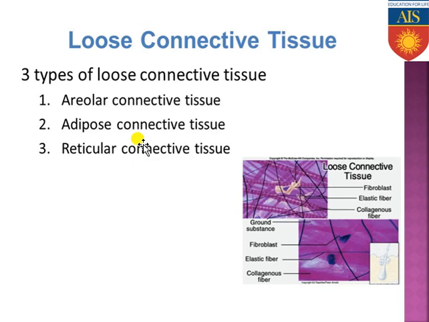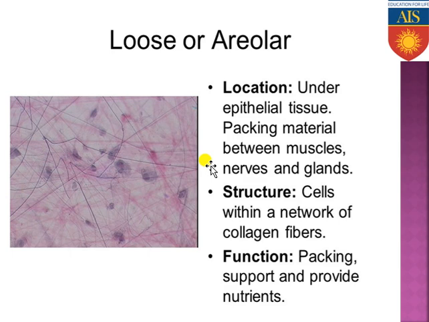So areolar connective tissue, which is present here, is the type of connective tissue which is loose in manner. Adipose connective tissue is the type which stores fat within it, and reticular connective tissue is exclusively the type which contains so many reticular fibers, or that kind of arrangement. So one by one we are discussing now.